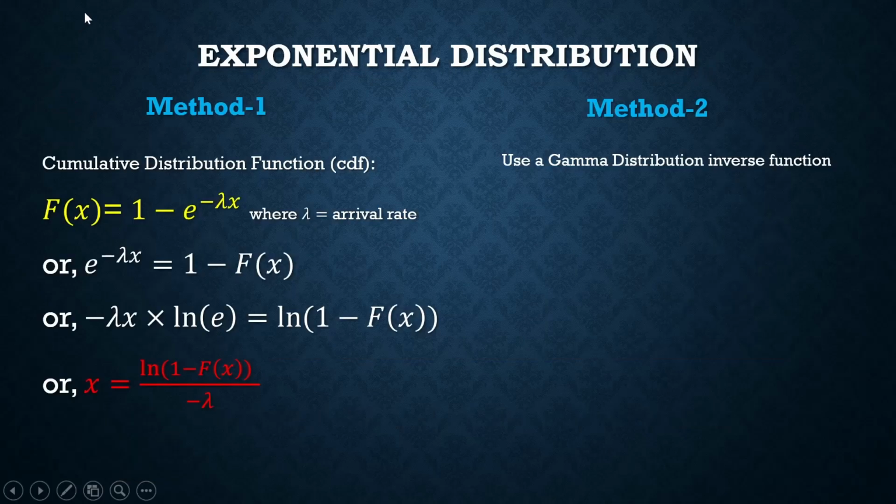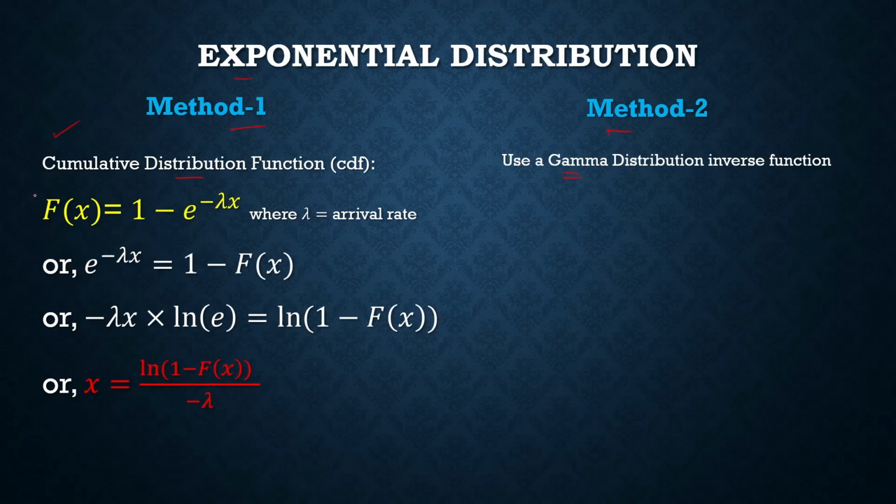So we have to learn how to implement certain fundamental calculations in Excel in order to implement the inverse functionality. So first of all, the exponential distribution. In this case, we have two methods, as you can see here, method 1 and method 2. Method 1 is simply using the cumulative distribution function, that is the CDF of the exponential distribution, and from that we will find the inverse function. And the second method is using gamma distribution. So let us first try to understand the first method.